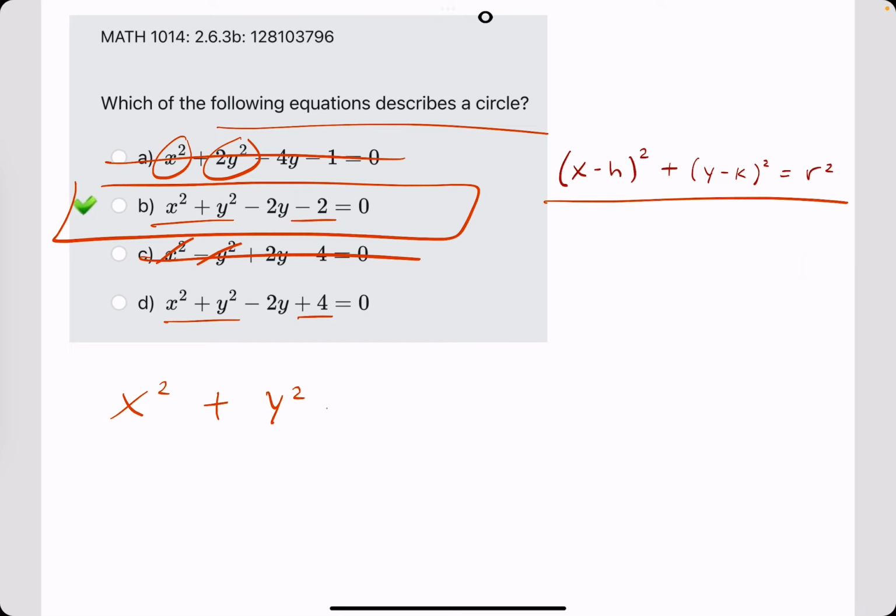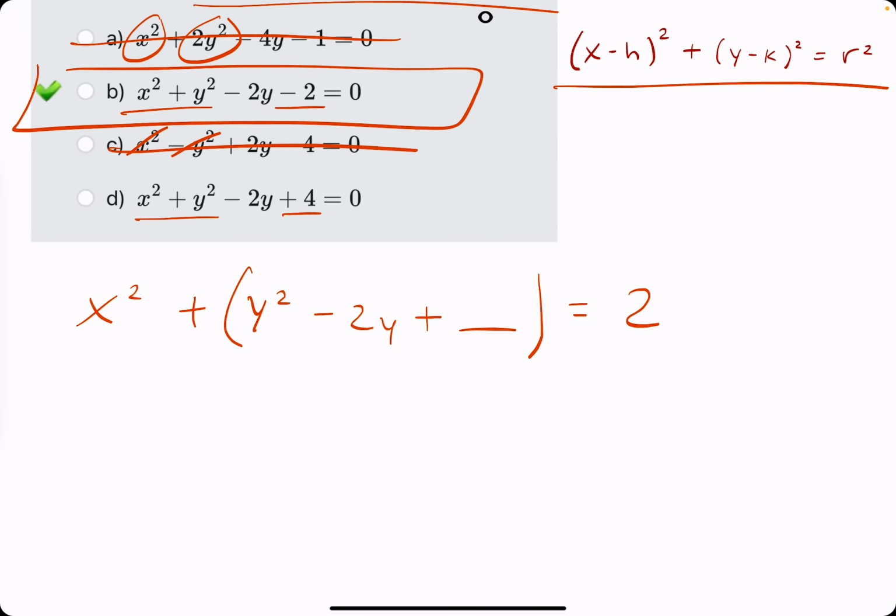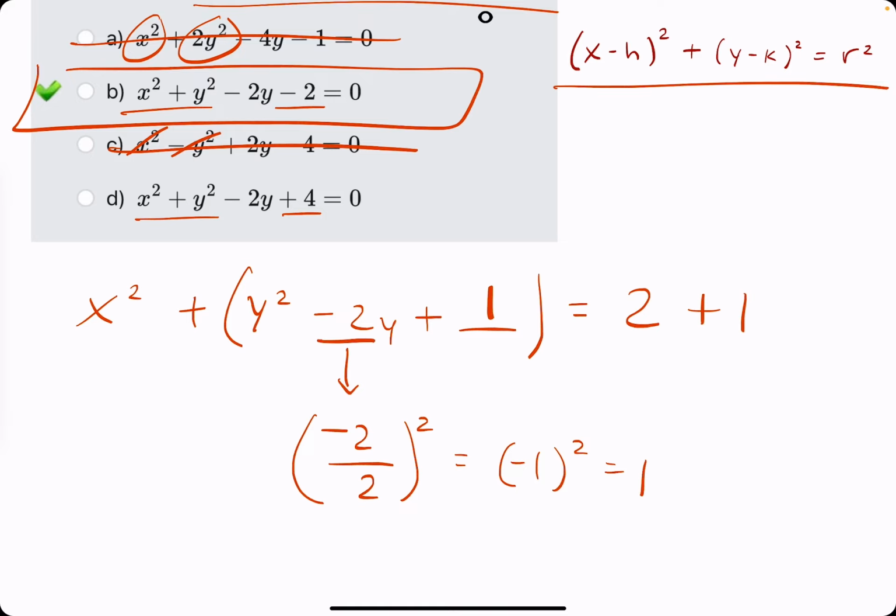So we have y² - 2y. I'm going to leave a blank, and I'm going to add this 2 to the right side to get 2 on the right side. Now we're completing the square with the y terms. Completing the square requires us to take this b value, divide it by 2, and then square it. We get (-1)², which is 1. So we add 1 on the left side, which means we have to add 1 on the right side.